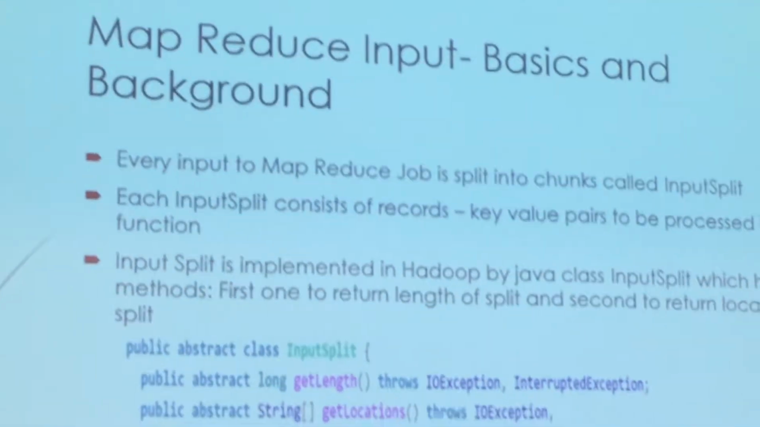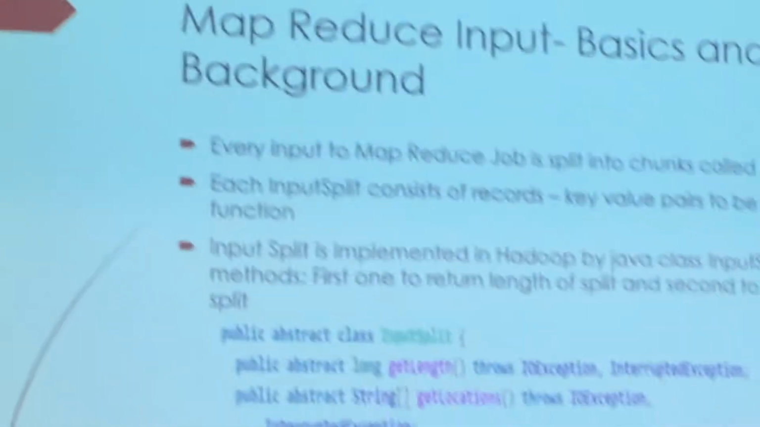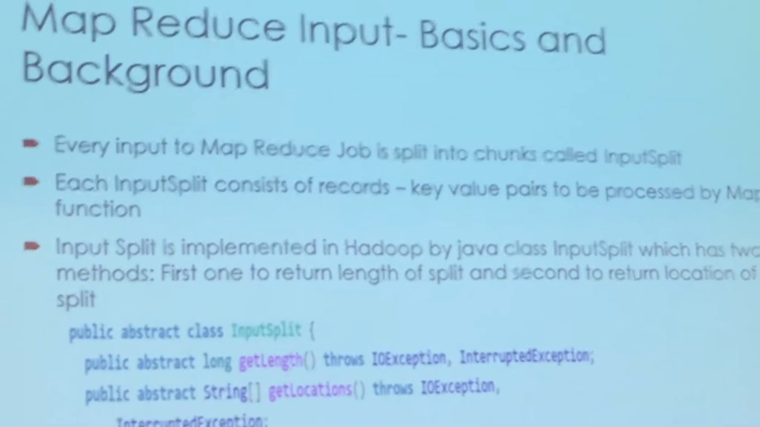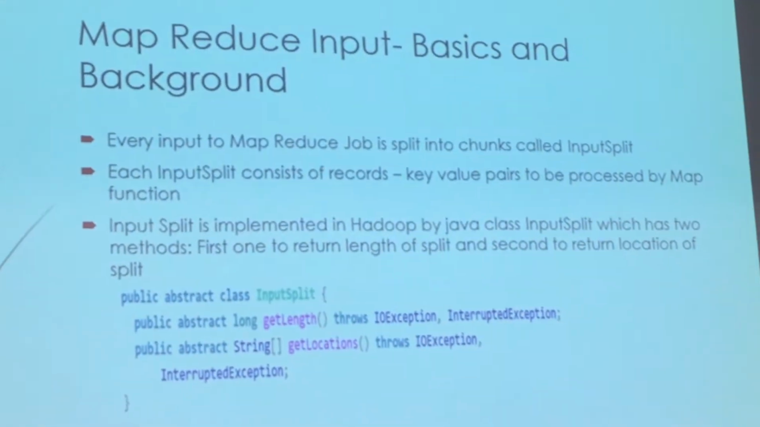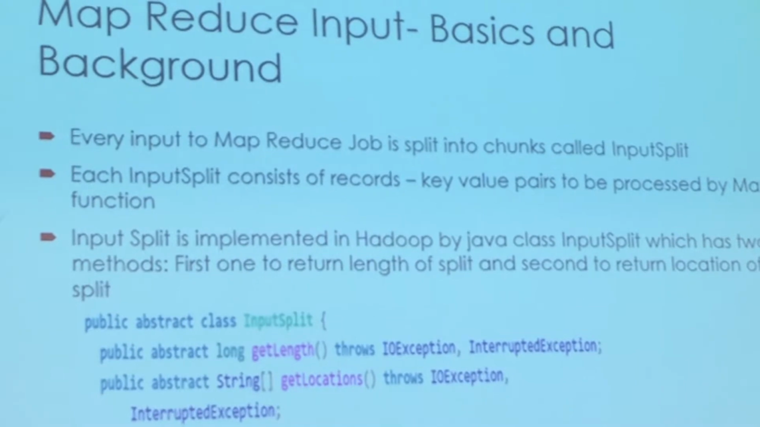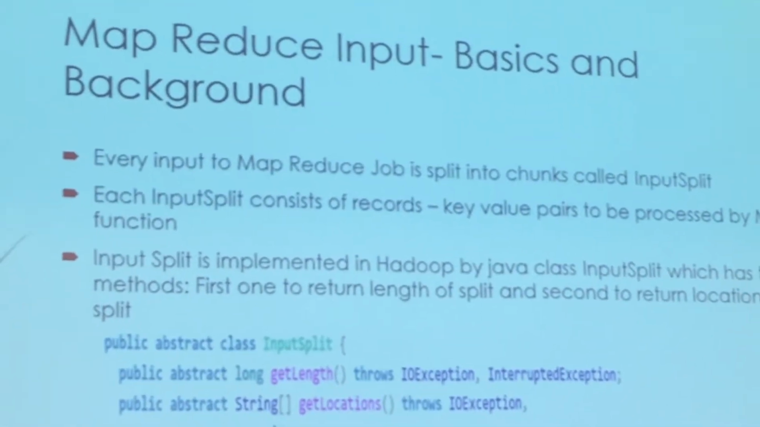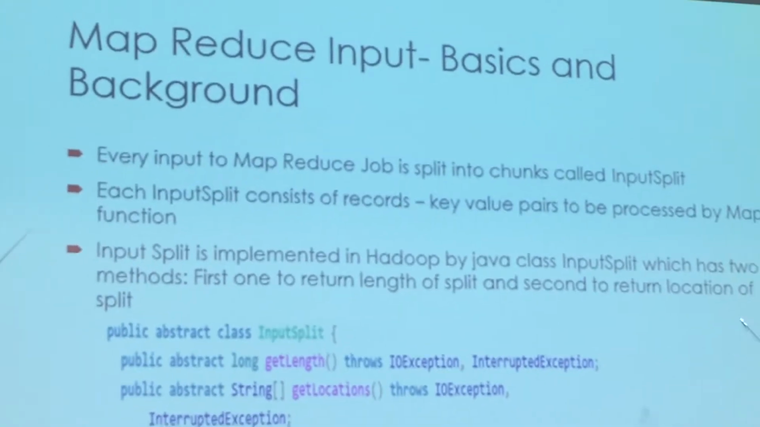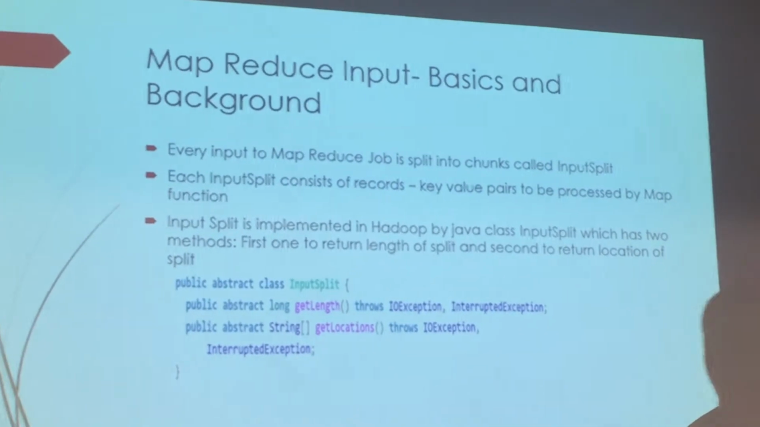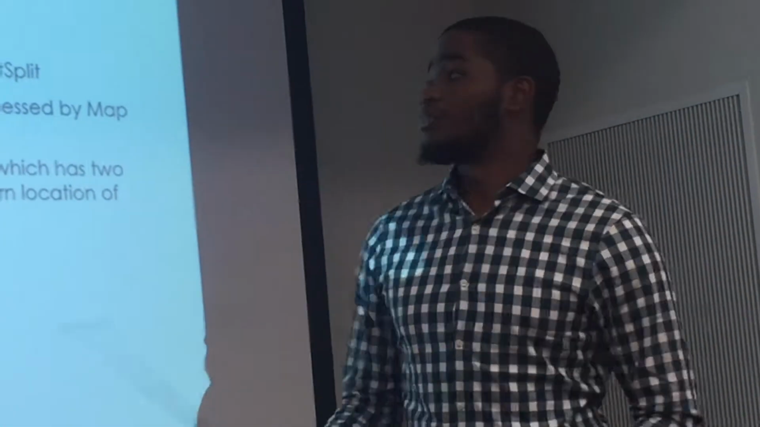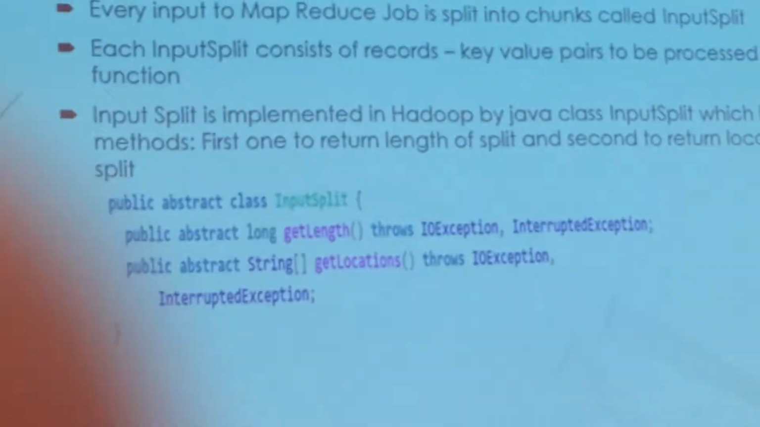We're going to cover some basics and background about MapReduce input. The input for a MapReduce process is called the input split. This is your data and your records that will go into your MapReduce process. You can run many different MapReduce processes at once, so each MapReduce process will have its own input split.